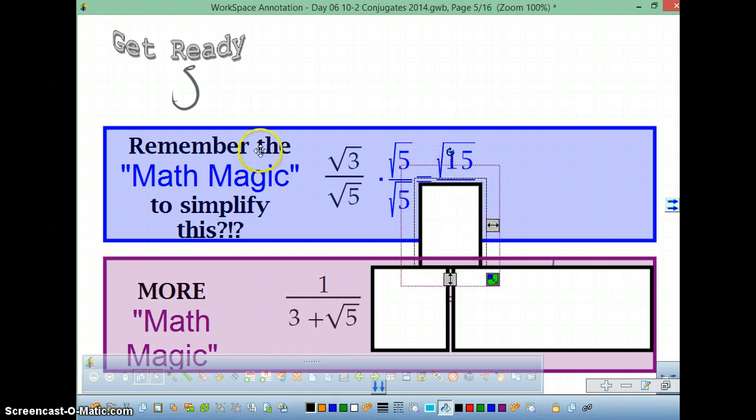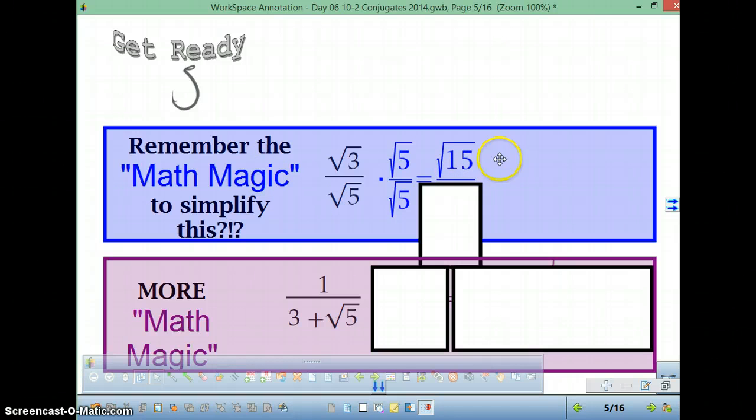Numerator times numerator, that gives you root 15. Denominator times denominator, what's that going to be? It's going to be the square root of 5 times 5. And the square root of 5 times 5 is just 5. No more radical in the denominator.